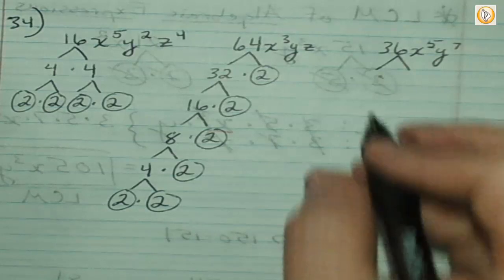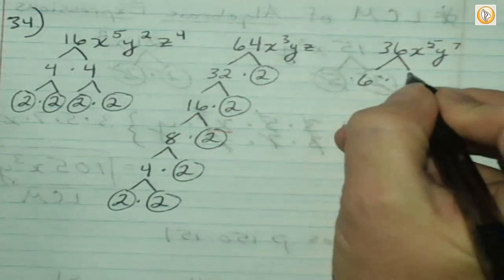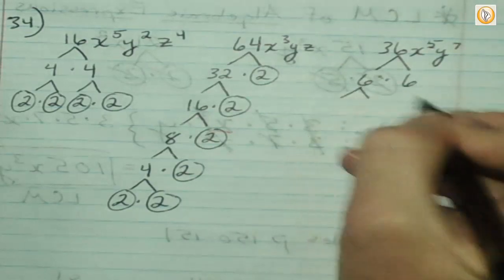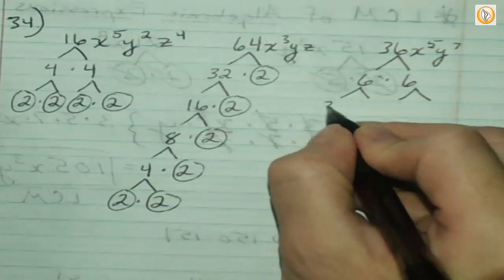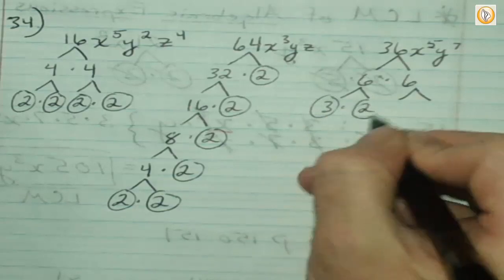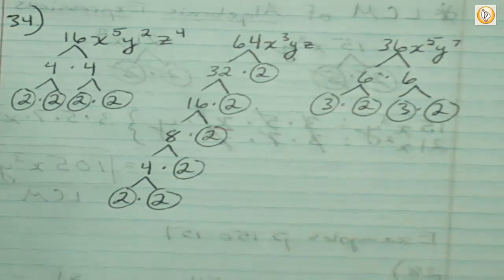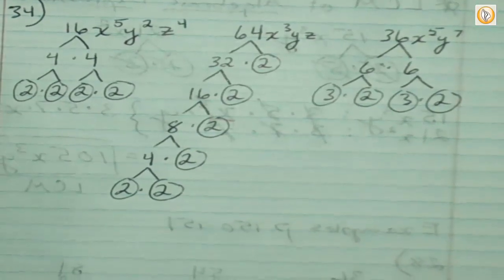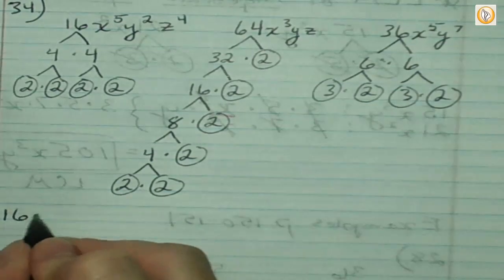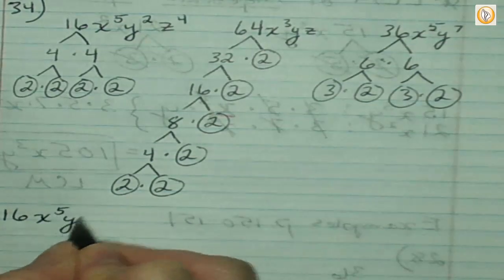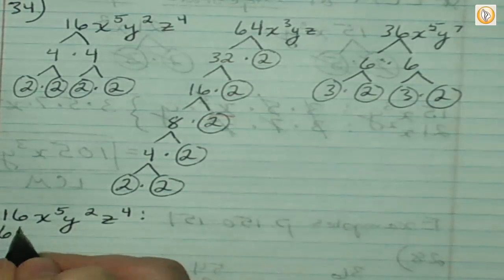Gabby, 36. 6 times 6. Those are not prime. So I keep going. What do you get now? 3 times 2. Those are prime. And 3 times 2. Those are prime. Make sure you write those down. And underneath here, I'm going to start writing them out as soon as everyone gets theirs written down.